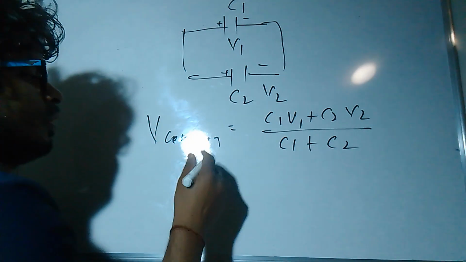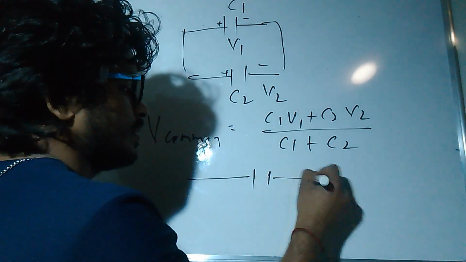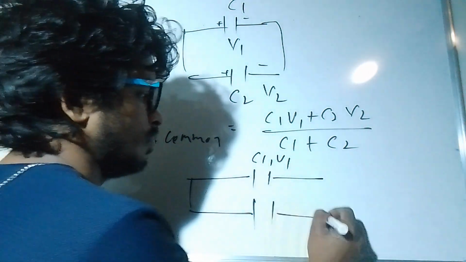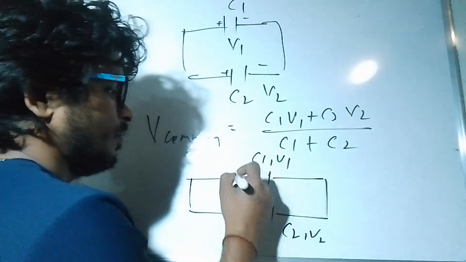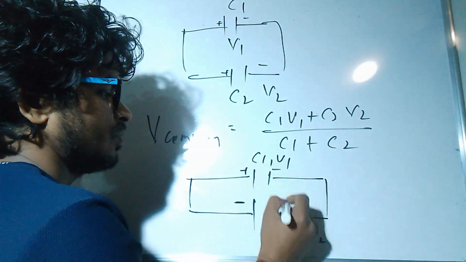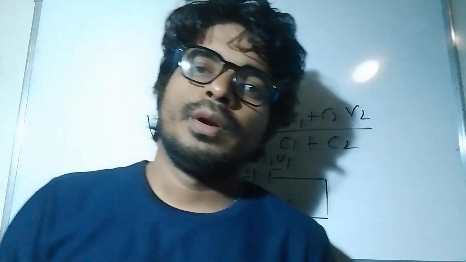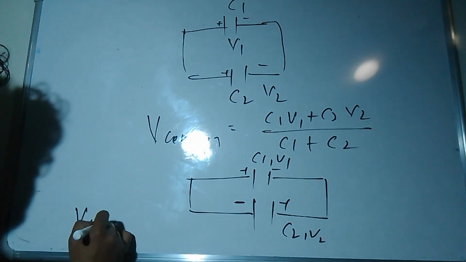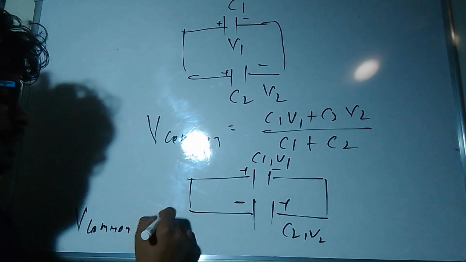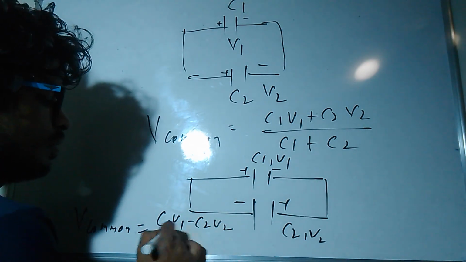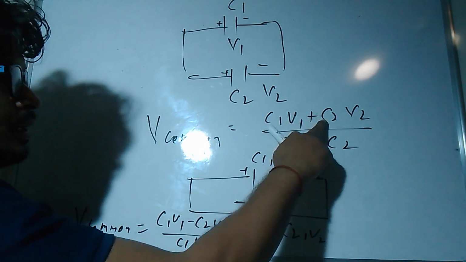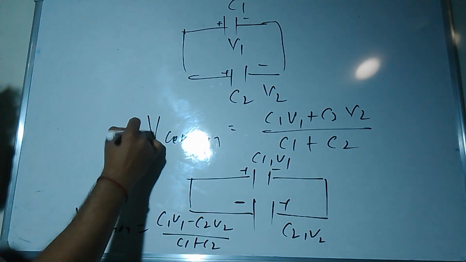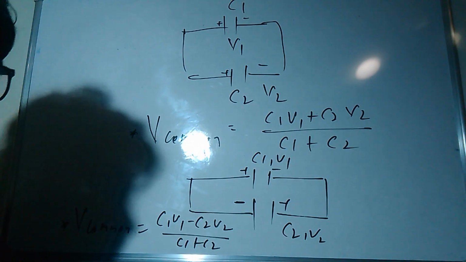Now again we are doing the same thing. We are charging the capacitor C1 to the voltage V1, and we are charging C2 to the voltage V2, but we are connecting this plus with minus and this minus with plus. So polarity is very important during application of all these formulas. In this situation V common will be C1 V1 minus C2 V2 divided by C1 plus C2. So here I am using the plus sign, here I am using the minus sign. From this relation you can find out the common potential easily if you know this concept.